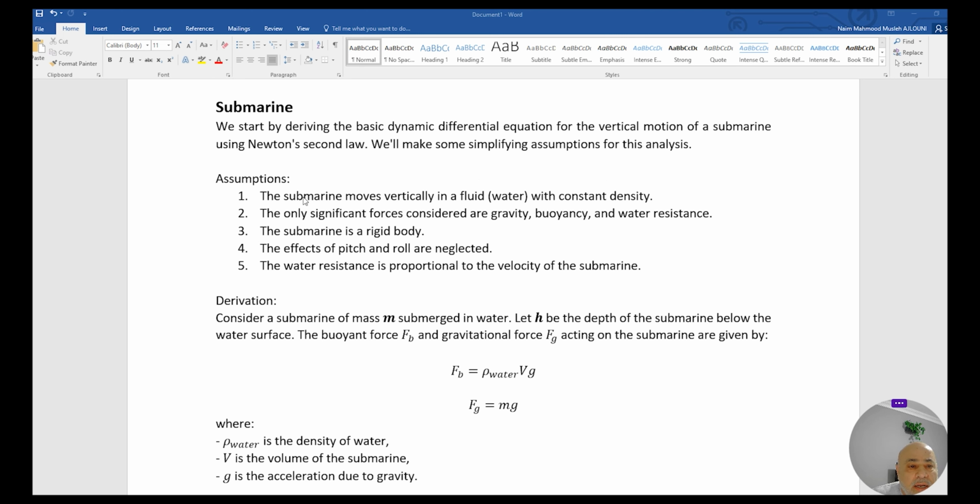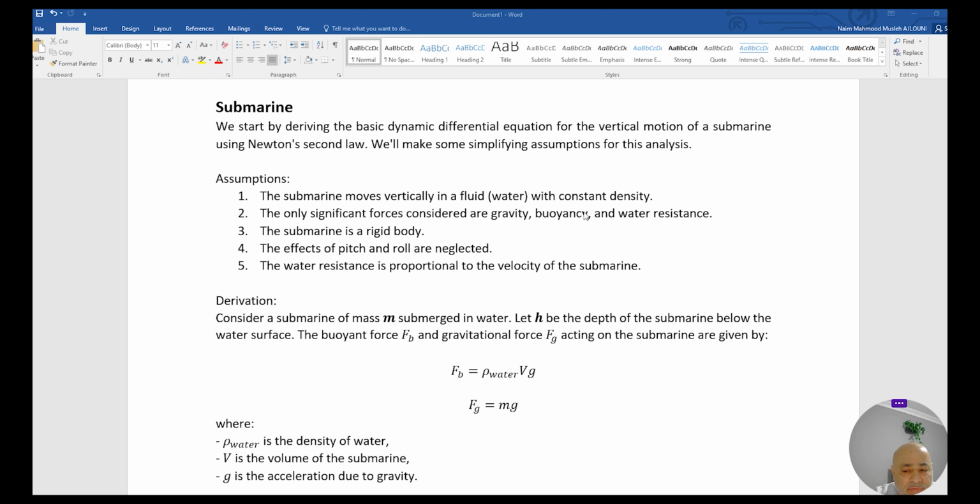Now, to start with, again, we need to make some assumptions. The first assumption necessary for this derivation is that the water density is constant. The second is that gravity, buoyancy, and water resistance are the forces acting on the submarine, and we don't need to consider anything else other than these three forces.